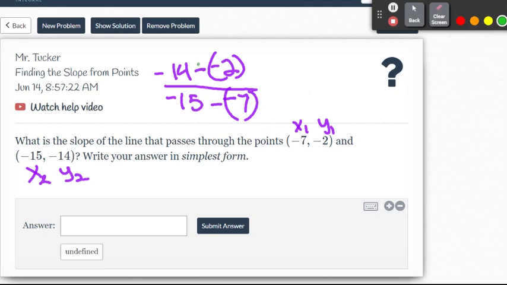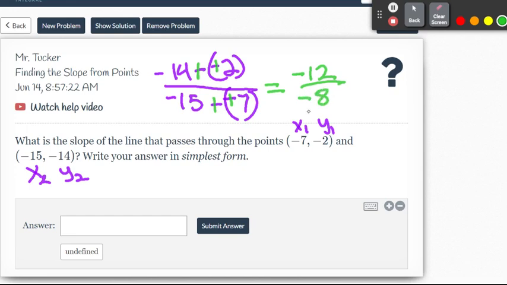So here in the numerator, we change that to plus plus. So negative 14 plus 2 is going to be negative 12. And then on the bottom, plus plus, negative 15 plus 7 will get us negative 8.